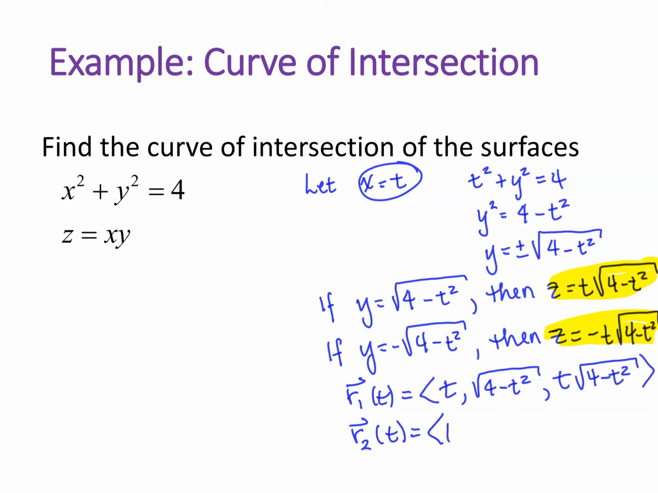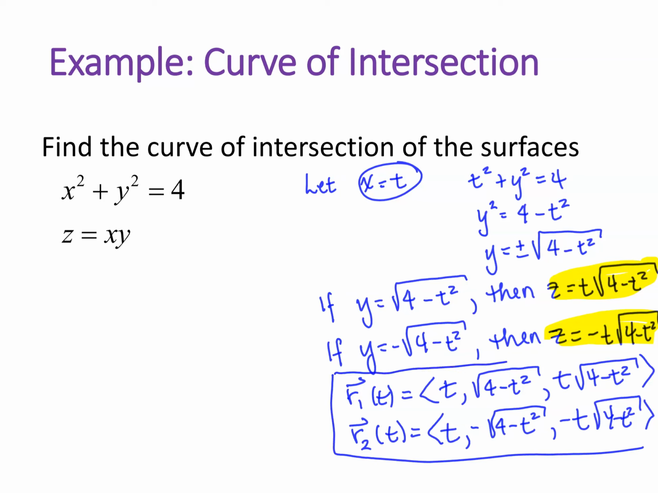Then there's a second option from our second solution for y, and that would look something like this. t in our x component, for our y component, negative the square root of 4 minus t squared, and then our z component would be negative t times the square root of 4 minus t squared. Those would be the curves necessary to describe the curve of intersection.